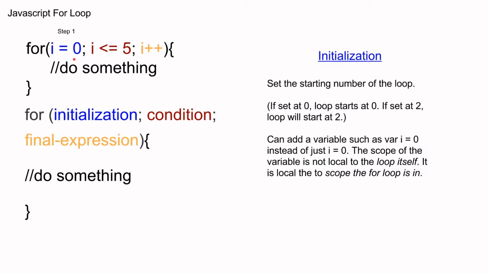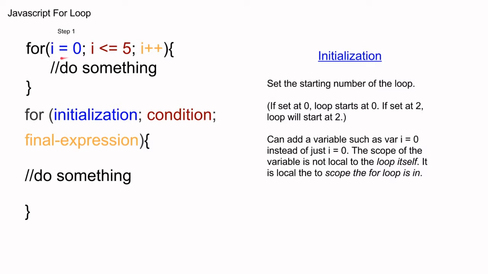So the initialization is just the starting point of the loop. It's nothing more than that. We have it set at 0 right now, so it's going to start at 0. If you had any other number, it's going to start at that number. For instance, if it was at 2, we would start counting from 2. It's nothing crazy, pretty easy concept to know. It's just the starting point of your for loop.